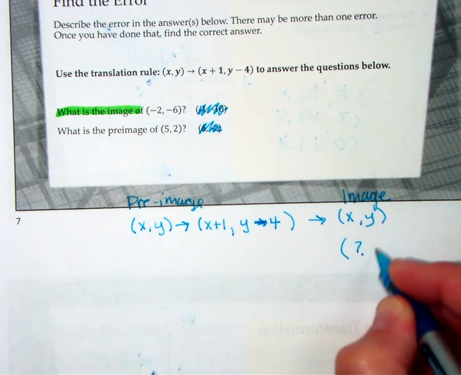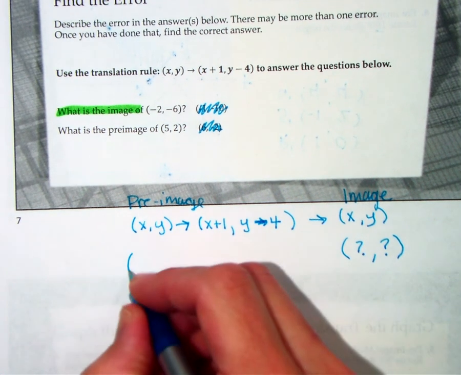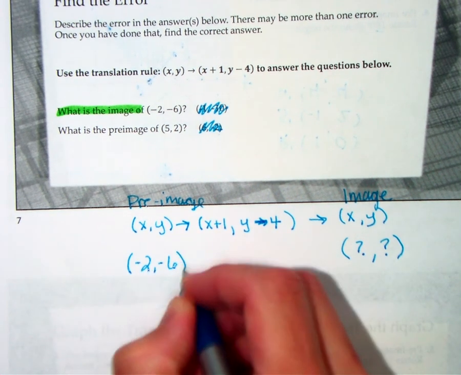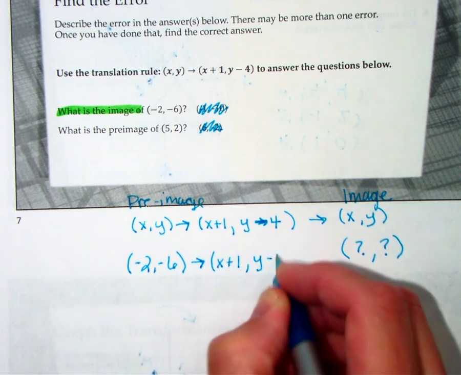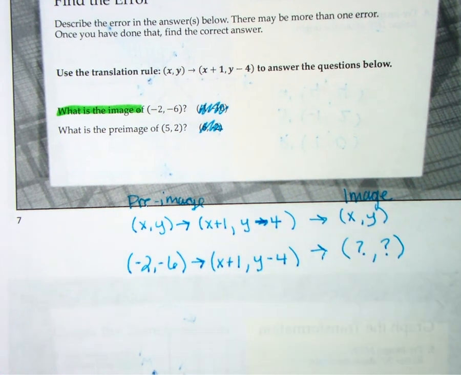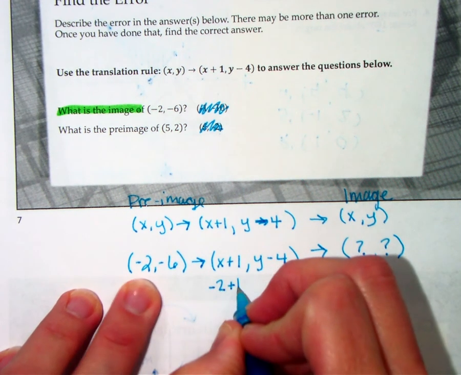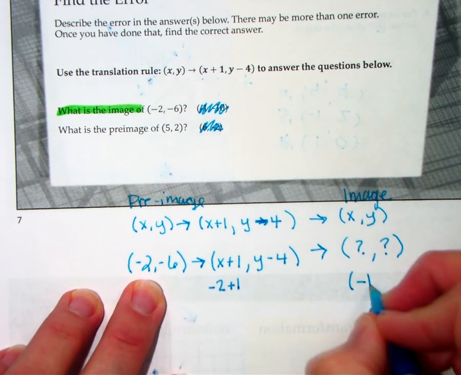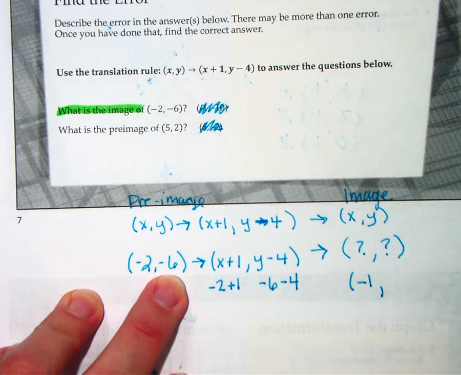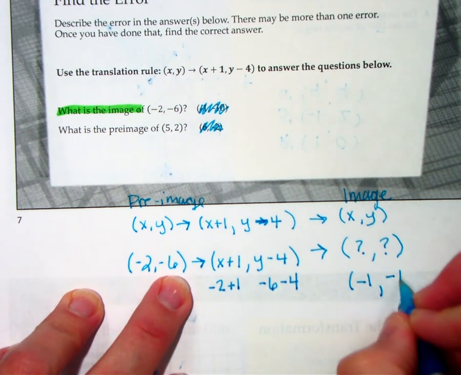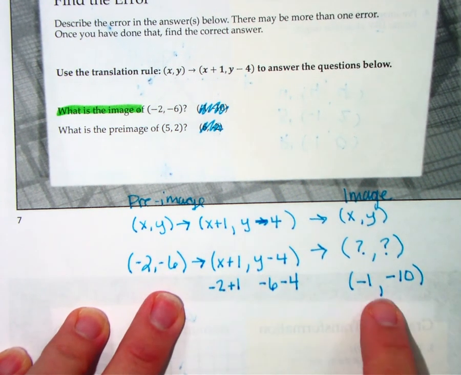Okay, so if it says, what is the image? I do not know those coordinates. What I do know is that I started at -2, -6, and now I'm going to run that through this rule to get my answer. So I'm going to take -2 plus 1. That answer is -1. Now I'm going to take -6 minus 4, which is -10. So I'm just taking the original point, throwing it through the rule, and getting my image.